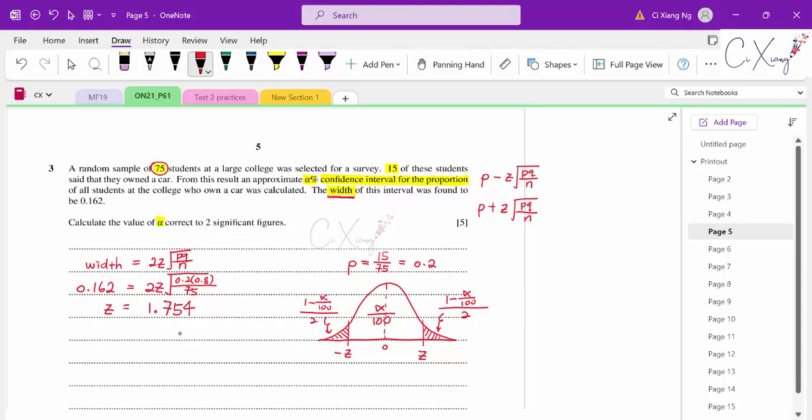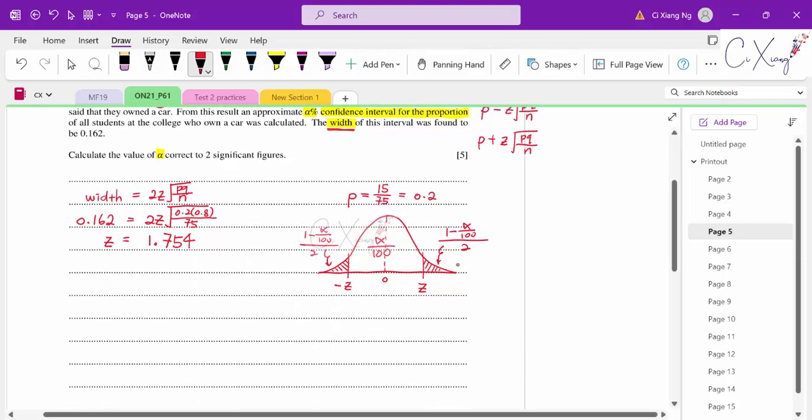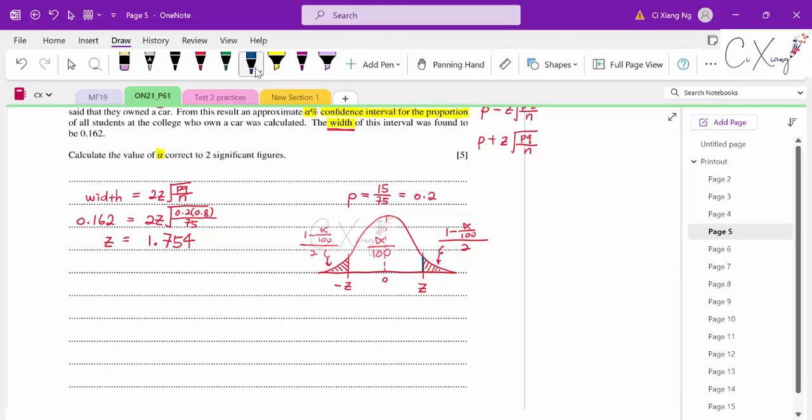Alright, now I try to link the value of z with the alpha here. If I want to form one equation for this area, for this probability, how can I write it out? I want to form an equation for this blue color area so that I can link the value of z with the alpha.